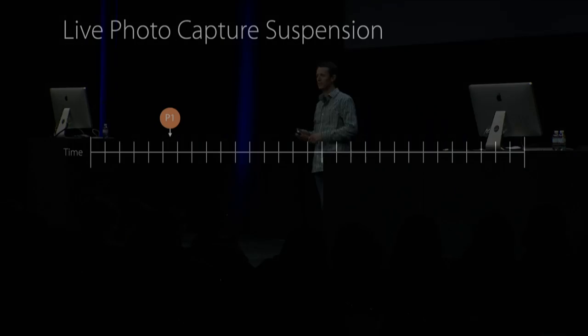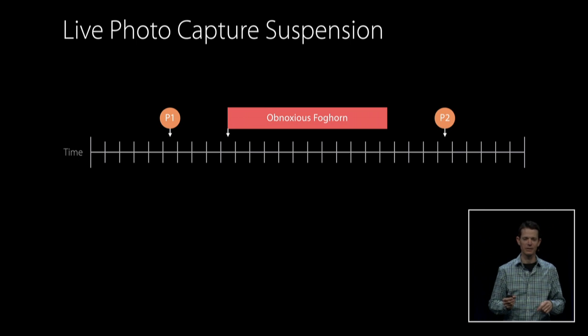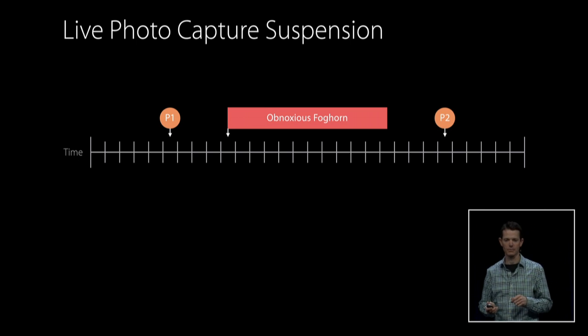Okay, we also support a feature called Live Photo Capture Suspension. Here's a quick example of when this might be useful. Let's say you have an app that takes pictures and makes obnoxious foghorn sounds. Okay, just go with me on this one. Now let's say that on a timeline, your user takes a live photo here, and then they play an obnoxious foghorn sound here, and then after it's done playing, they take another live photo there.